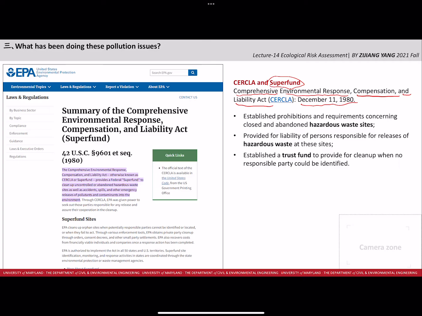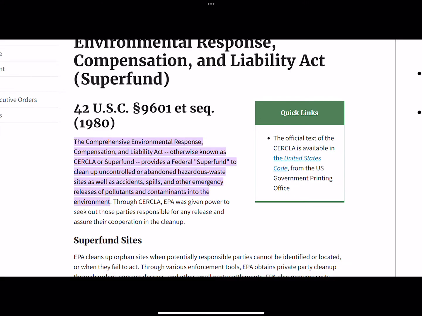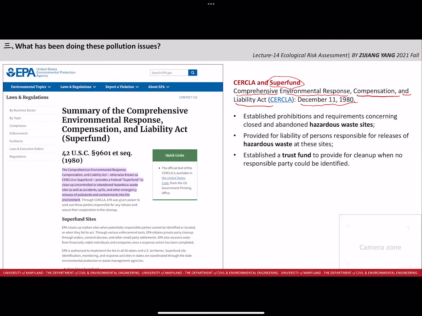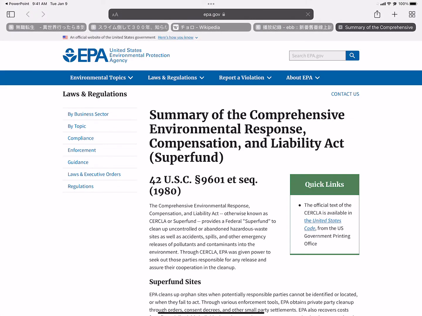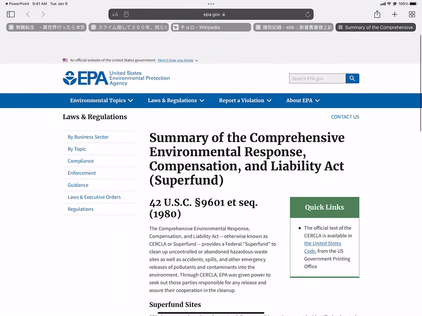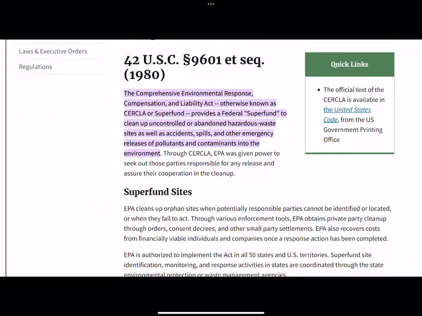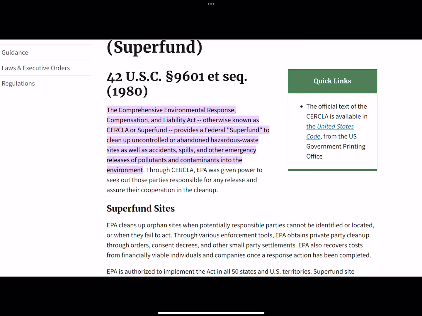under this act, we can see the description here. This is adopted from the EPA website. If you guys are interested, you can go to this website here. From this, we can see that this act, otherwise known as CERCLA or Superfund, provides a federal Superfund to clean up uncontrolled or abandoned hazardous waste sites, as well as more. So basically, the federal government will provide the fund to deal with those problems. So the fund is called Superfund.